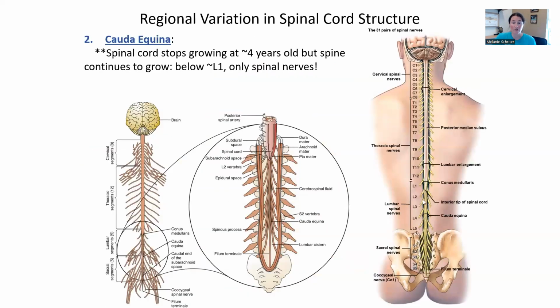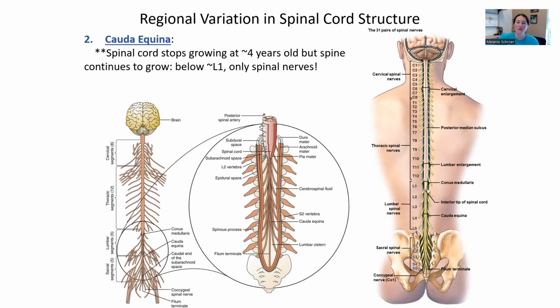Also, the spinal cord isn't actually technically as long as our spine. Our spinal cord essentially stops growing when we're about 4 years of age, but of course our body keeps on growing long after that. So our spinal cord is only about the length of our spine when we were 4 years old. As our spine continues to grow, the spinal nerves have to keep growing and growing and growing, so they exit at the appropriate intervertebral foramen so they can go out to their appropriate segment within the body.